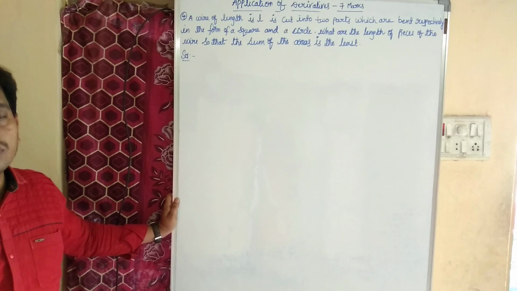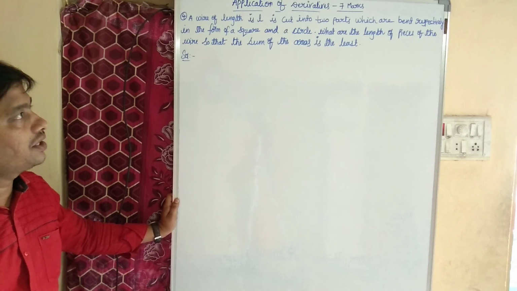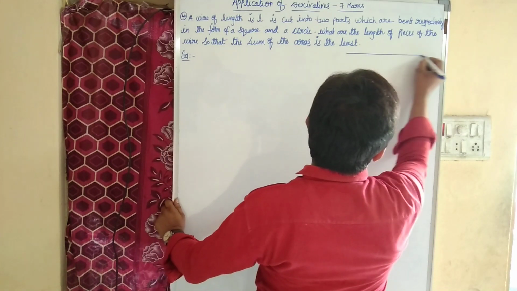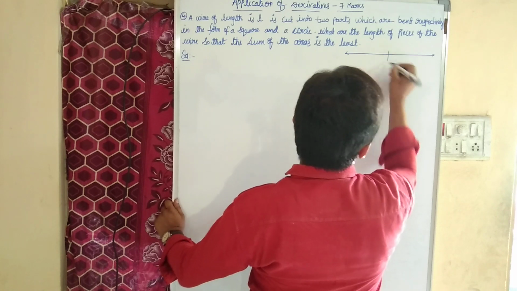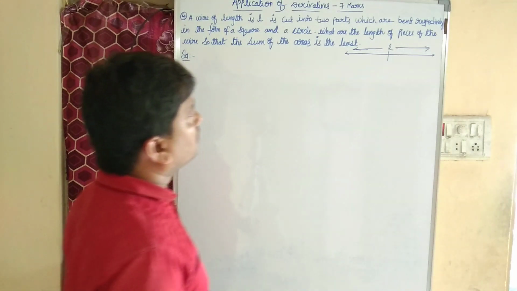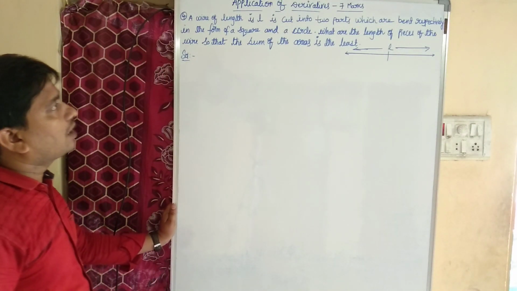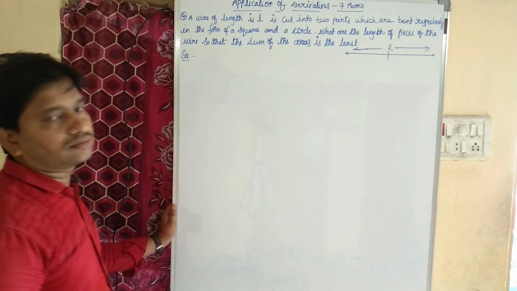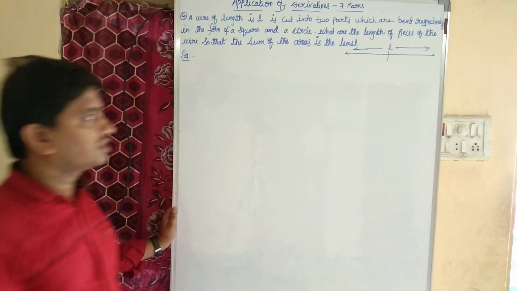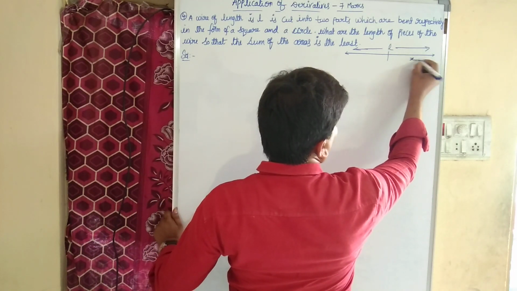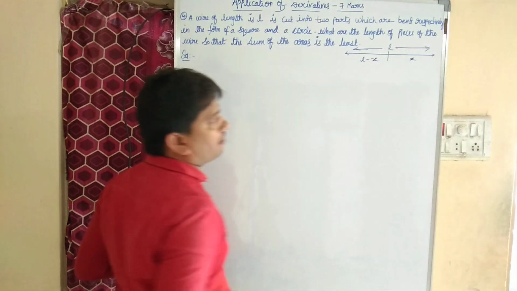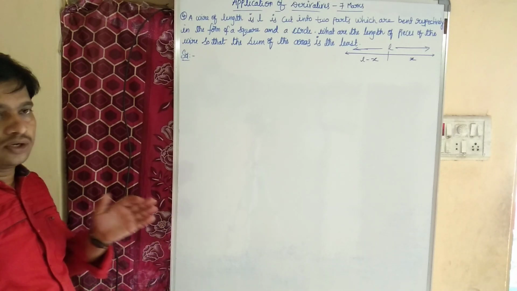Now coming to question number 4: a wire of length L is cut into two parts which are bent respectively in the form of a square and a circle. So for example, let the length of the circle be x units, then what about the square? L minus x. Is it clear, children?